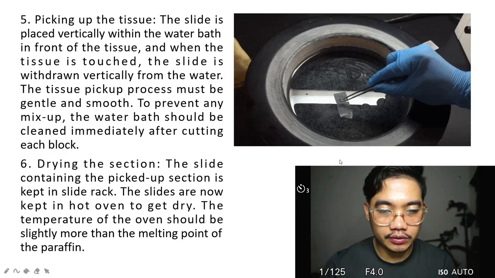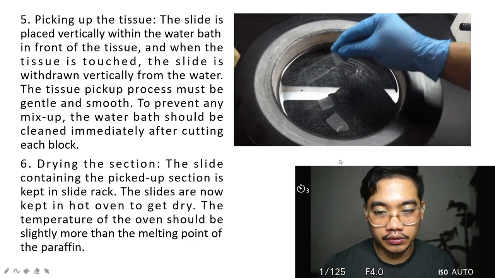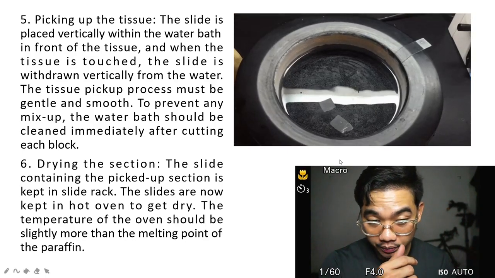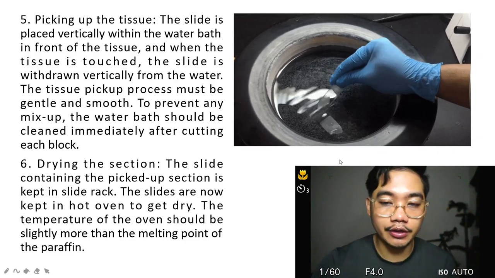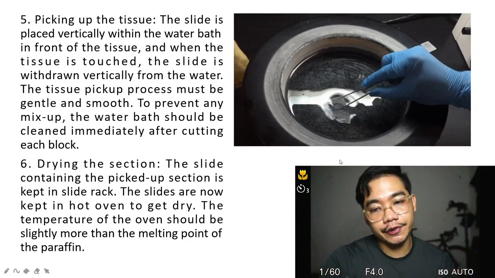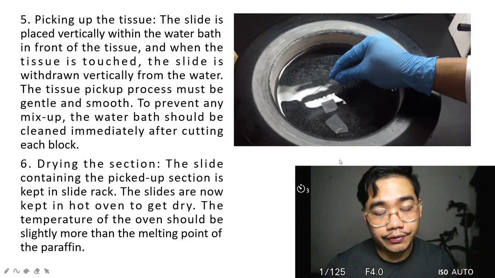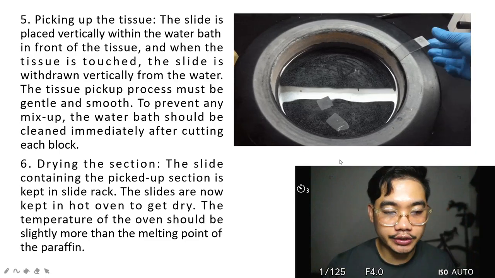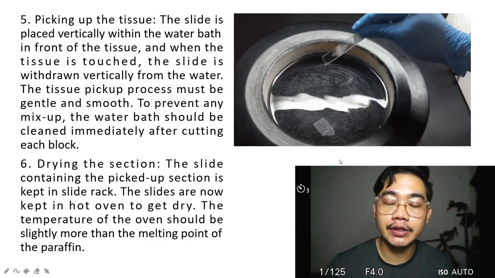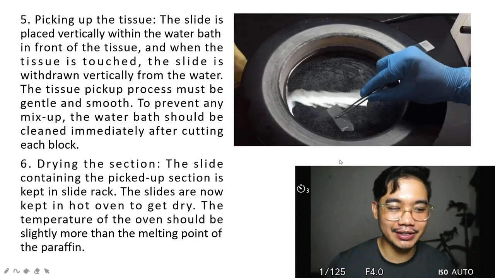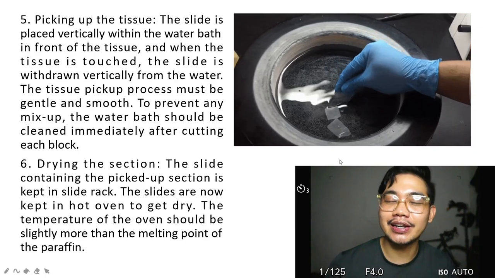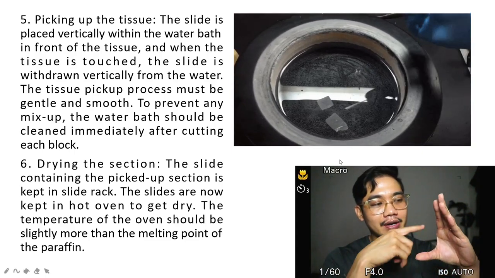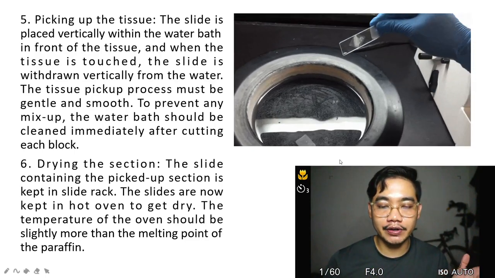Next is fishing out, the same as what Sir Jude did. Those slides usually already have their adhesives applied. They were already applied with adhesives before you fish out. And sometimes for frozen sections we use charged slides. You need to dry the section after, and then sometimes we put it in an oven to melt the paraffin, because if you don't melt the paraffin, it will affect the staining process. After the section sticks to the slide, there's still a paraffin layer attached. We need to melt that paraffin because it interferes with staining.